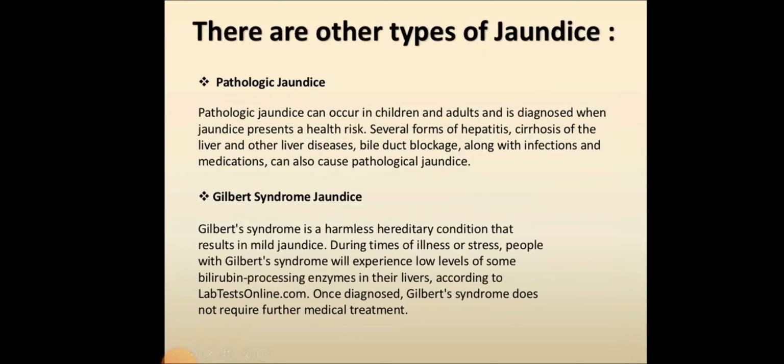And Gilbert syndrome jaundice. Gilbert syndrome is an autosomal dominant, benign but chronic disorder, more common in males, characterized by mild, persistent, unconjugated hyperbilirubinemia, which is due to a defect in hepatic uptake of bilirubin due to deficiency of the bilirubin glucuronyl transferase enzyme. I hope you remember this from when we discussed bilirubin metabolism.